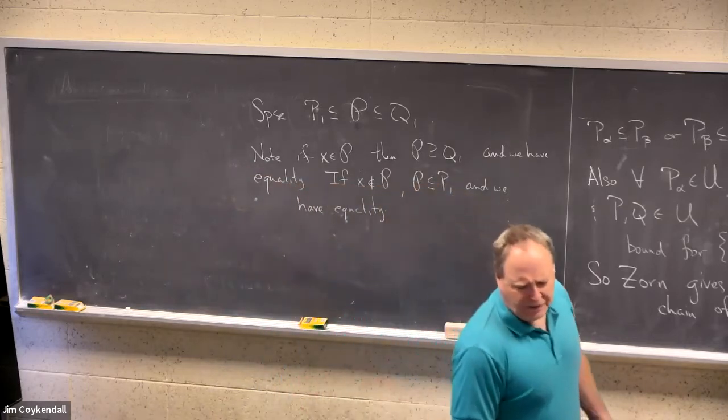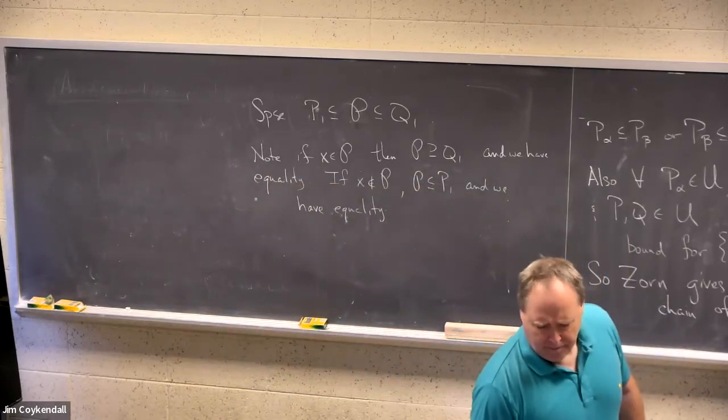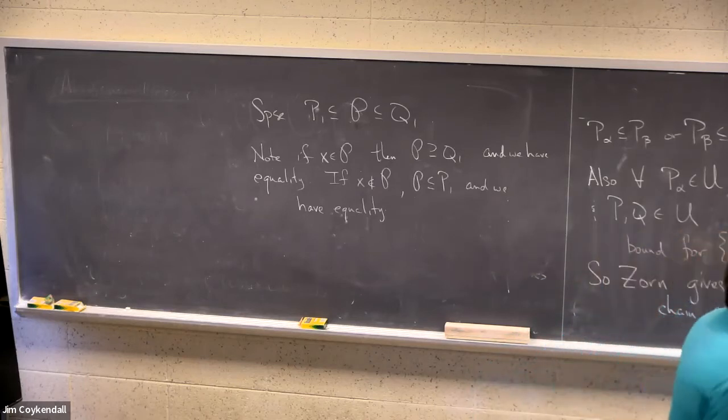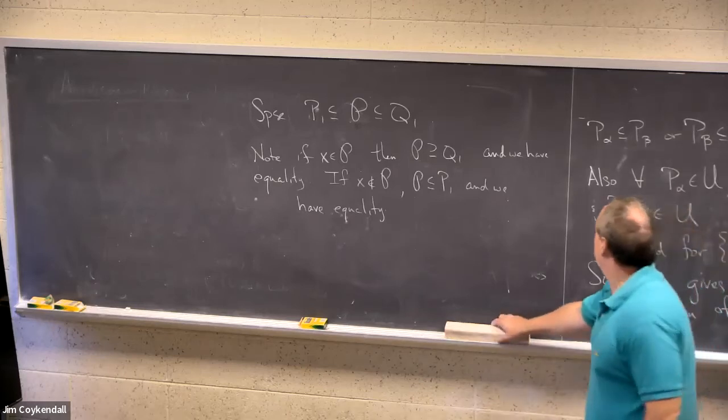So really, I mean, that's not too difficult. The big part about that was the Zorn's lemma part and verifying that there actually is such a thing as a maximal chain. That was really kind of the engine behind it.